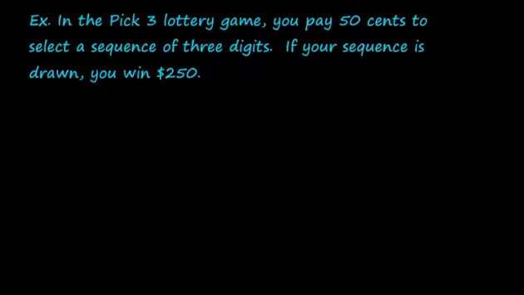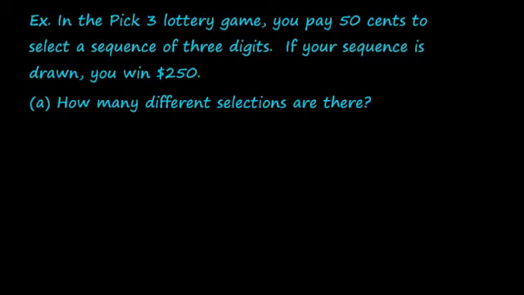Okay. In the Pick 3 lottery game, you pay 50 cents to select a sequence of 3 digits. If your sequence is drawn, you win $250. Okay, so how many different selections are there? How many choices do you have if you're selecting any 3 digits for this Pick 3 lottery game? Well, your choices are, you could have as low as 0, 0, 0, right? That's the lowest possible number you could select if you're selecting a sequence of 3 digits, and then that leads to our highest value, 999.